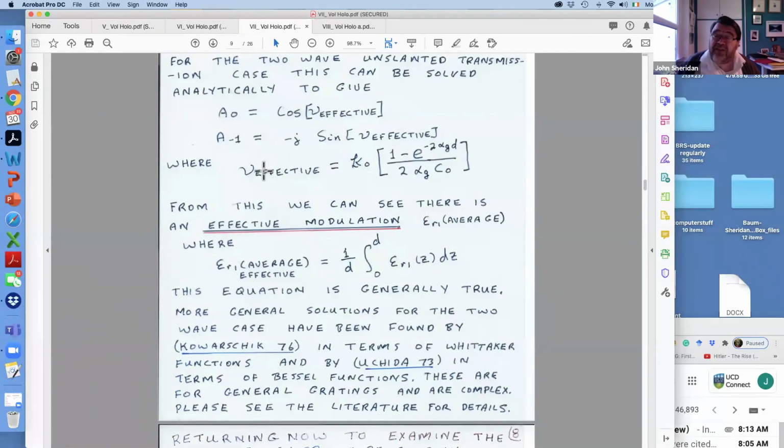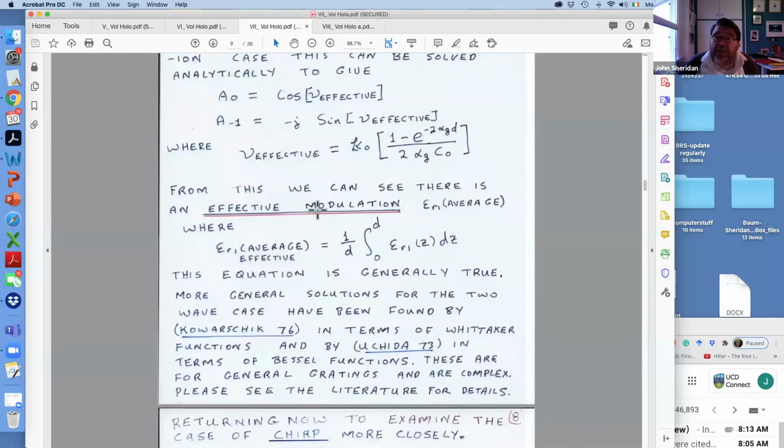And the effective grating strength is given by this value here. That's the effective grating strength. You've got to be careful how we do this. But again, what we've actually done is we found an average across that thing, the coupling, the average constant across it. Okay.